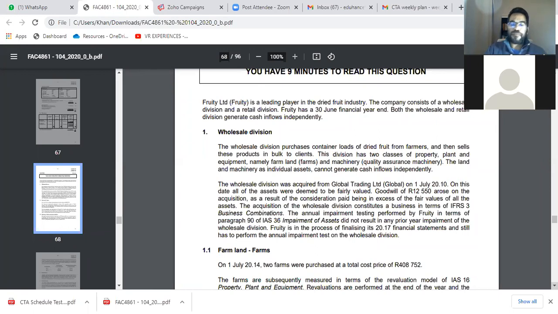As I told you, there were no prior year impairments. So we just had to do the impairment for the current year, which is the 2017 financial year. So when you know which year you're in, just remind yourself what is the beginning of the year and what is the end of the year. If the end of the year is 30th June 2017, the beginning of the year has to be 1 July 2016.